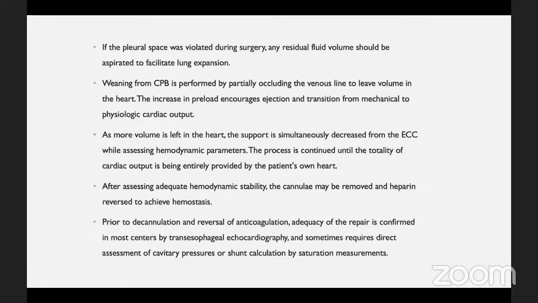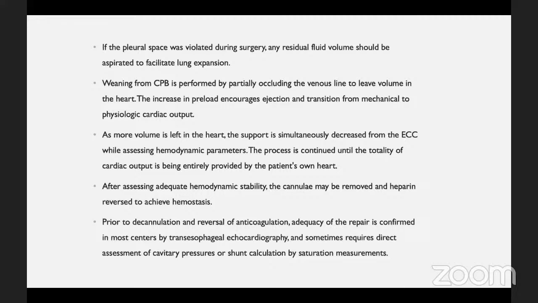Weaning from cardiopulmonary bypass is performed by partially occluding the venous line to leave volume in the heart. This volume increases the preload, encourages ejection, and transitions from mechanical to physiological cardiac output. As more volume is left in the heart, the support from the extracorporeal circulation is simultaneously decreased while assessing hemodynamic parameters. The process is continued until cardiac output is being entirely provided by the patient's own heart.